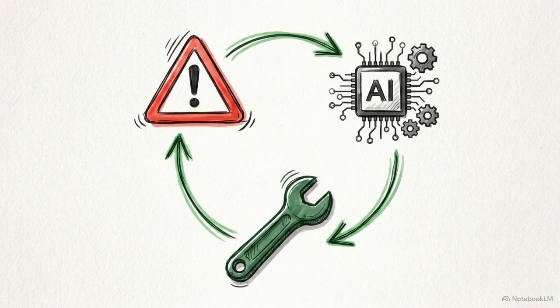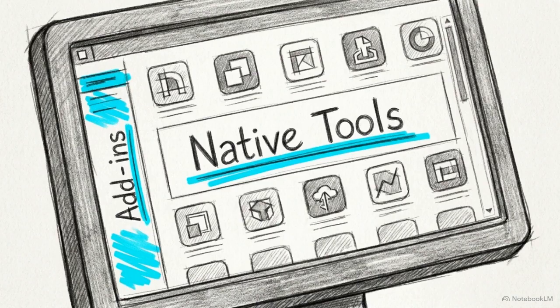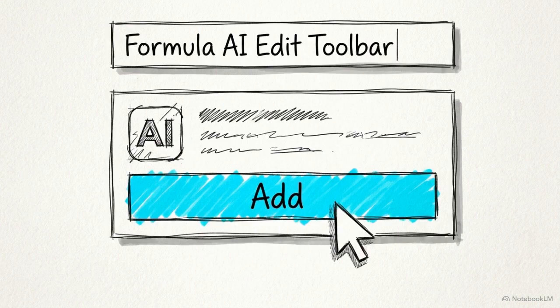Encountering errors and feeding them back to the AI is not a failure. It is the standard, highly efficient workflow of modern AI-assisted programming. Now we can move from external code to a permanent built-in solution using the native Excel add-in store. Click Get Add-ins, search for the free tool Formula AI Edit Toolbar. Click Add and agree to the terms.